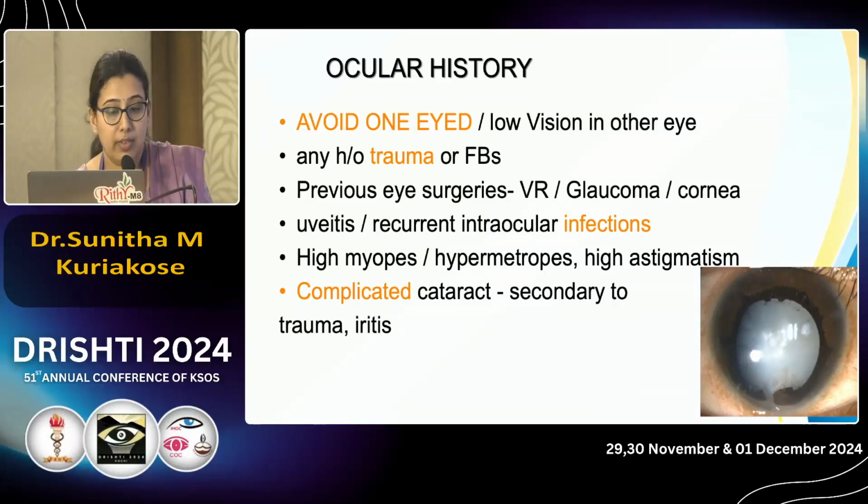History of uveitis is very important because recurrent intraocular infections, any iritis, uveitis, will cause complications post-op, because this is a prolonged surgery where you might handle or touch the iris. So we don't want a chronic iritis patient post-op. Next, any high myopes, hypermetropes, even high astigmatism, better to avoid. Complicated cataracts, like those secondary to trauma or iritis, we need to avoid. We cannot predict how the eye will behave once you open the eye.